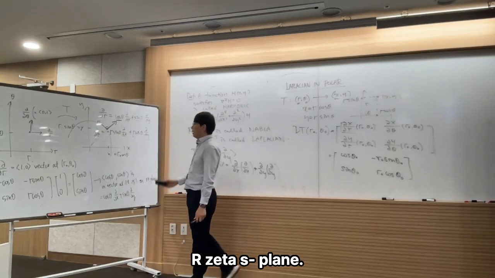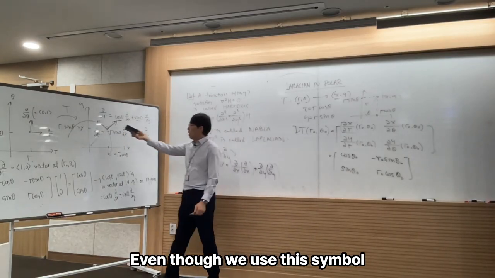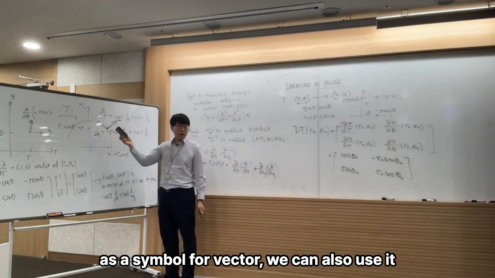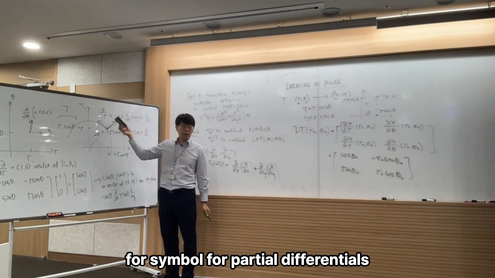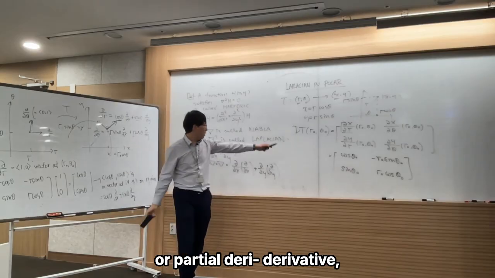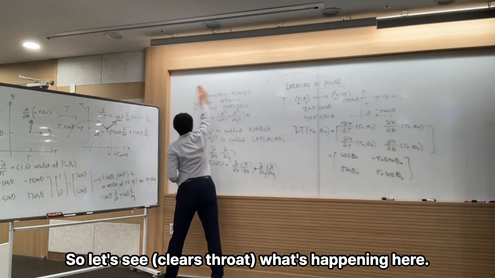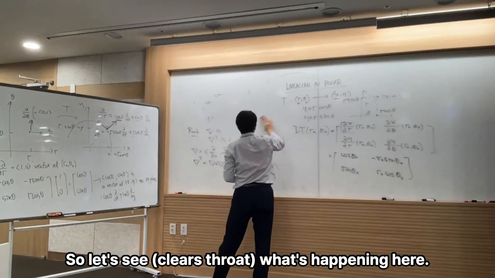So these two are descriptions of your vectors in the r theta plane. But what is really interesting is that even though we use this symbol as a symbol for a vector, we can also use it as a symbol for partial differentials or partial derivatives, just as we did for this kind of notation. So let's see what's happening here.